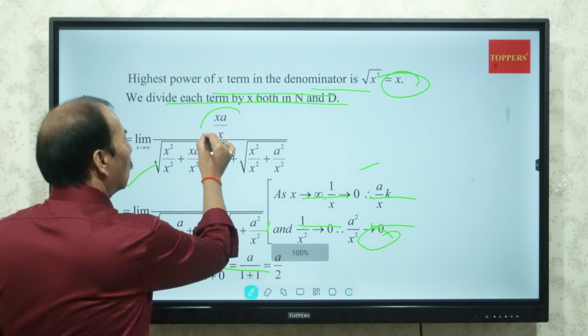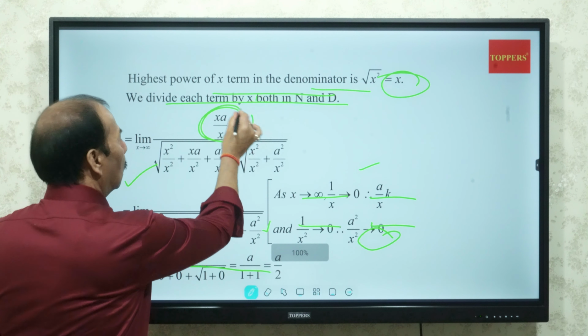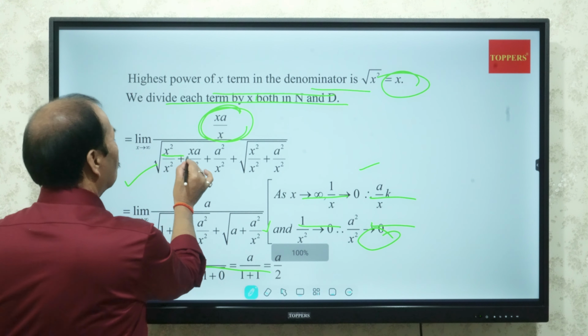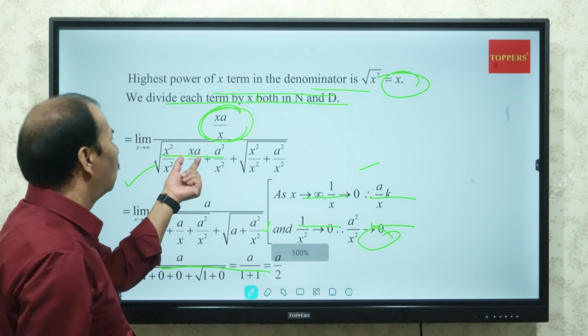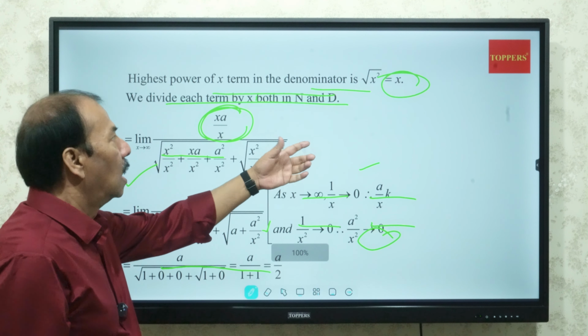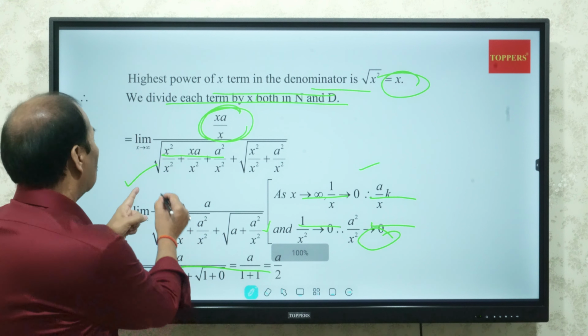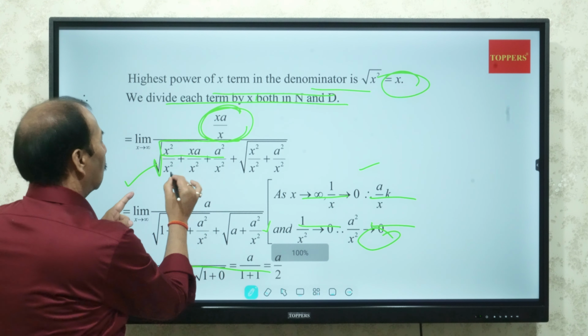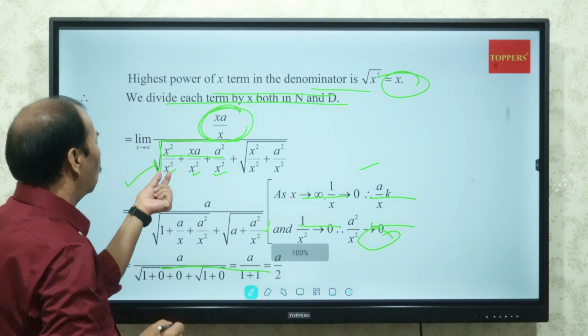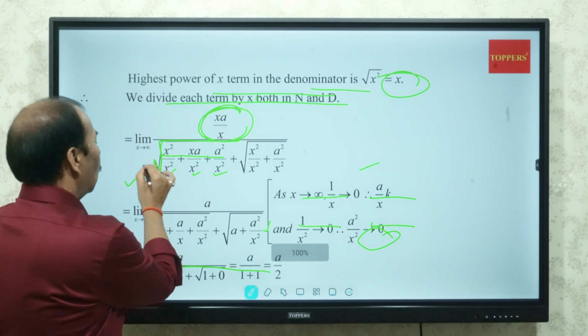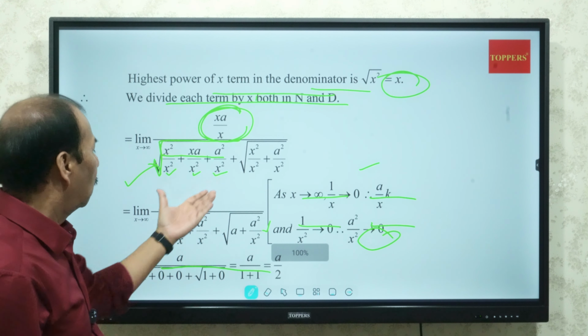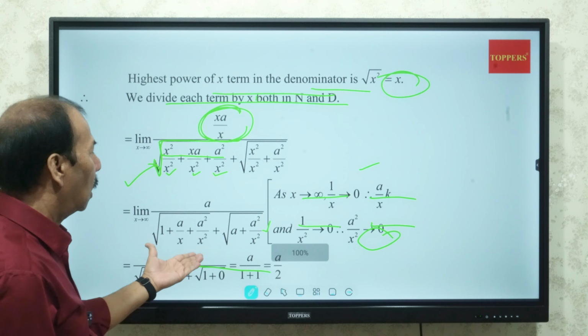So numerator it was xa, so now it is xa upon x. Here your term was x square plus xa plus a square, so every term will be divided by this x, but once it goes under this square root sign, that x will become x square because this x square is under this square root sign. So after simplifying we are getting all these values.